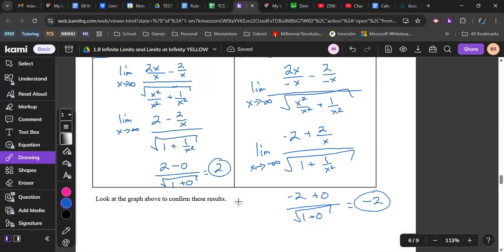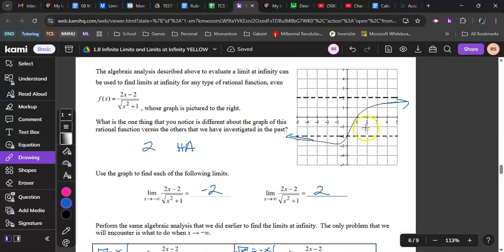You guys can glance up. If we glance up, on the left we went to negative 2, and on the right-hand side, we went to positive 2.